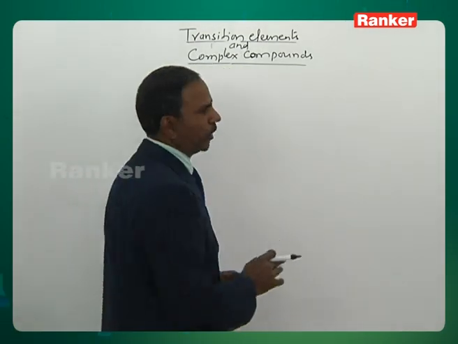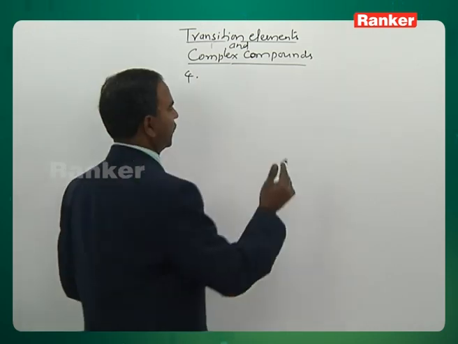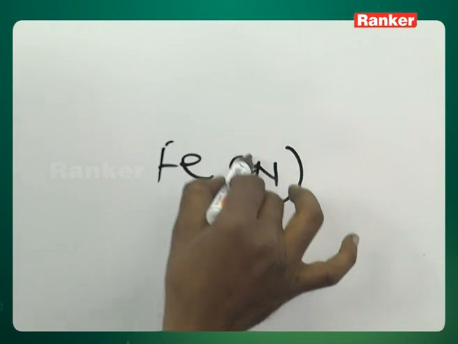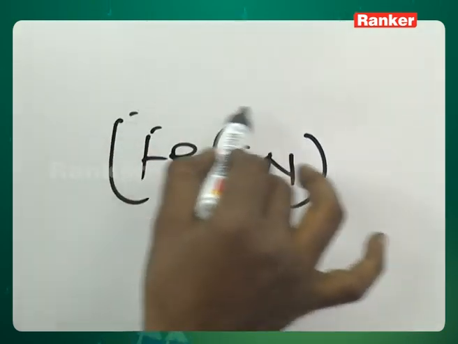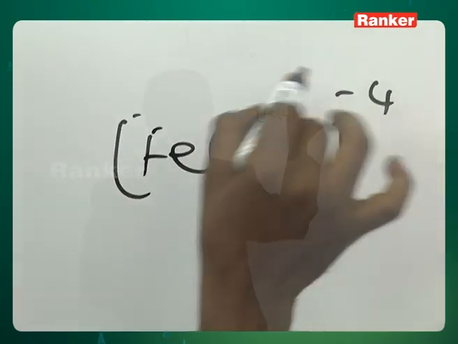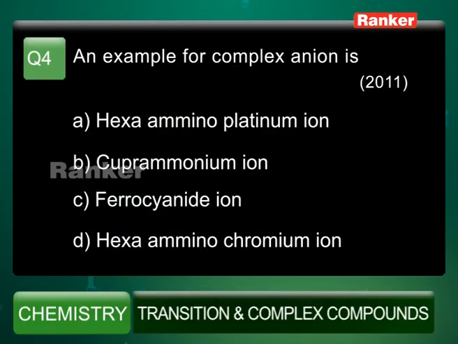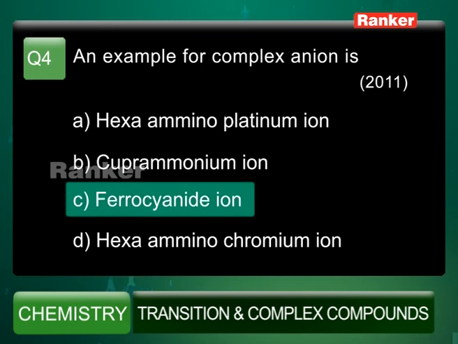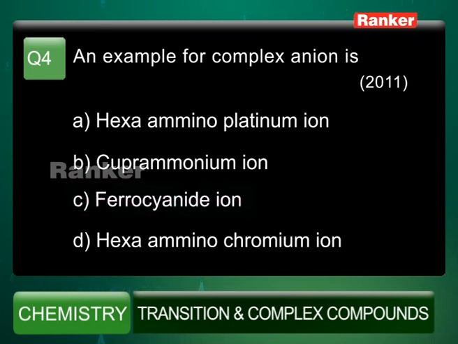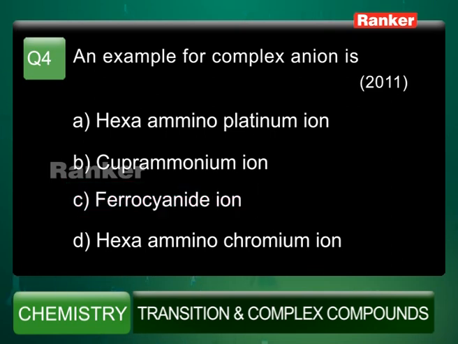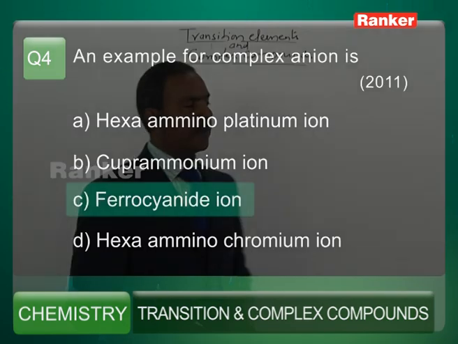Now, option C, if you consider the ferrocyanide ion, generally we write ferrocyanide like this. Ferrocyanide ion, this is carrying what? Negative charge. Therefore, for question number 4, the answer is C. Ferrocyanide, Fe plus 2. Answer C.